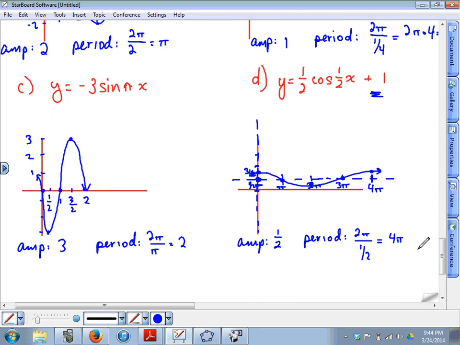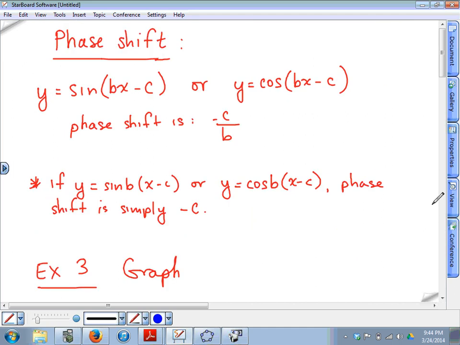So those are all examples of primarily changes of the period. Let's now get into what are called phase shifts. Now, you're going to see this 2 different ways. So I have 2 different things here that you have to be very careful that you copy down exactly.